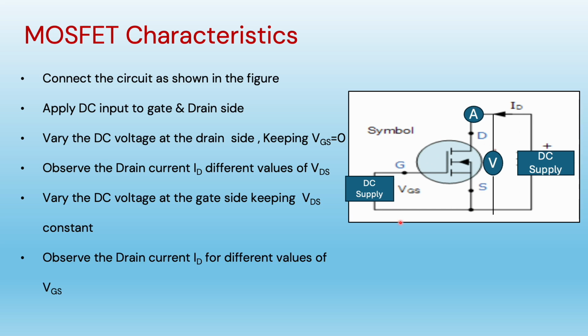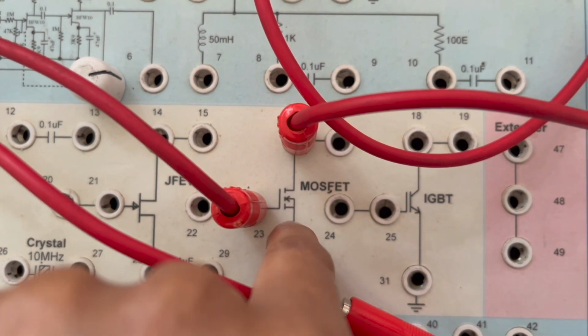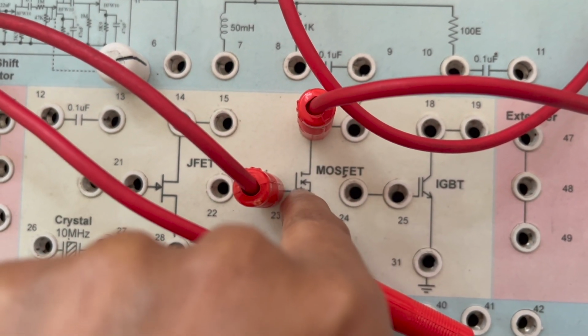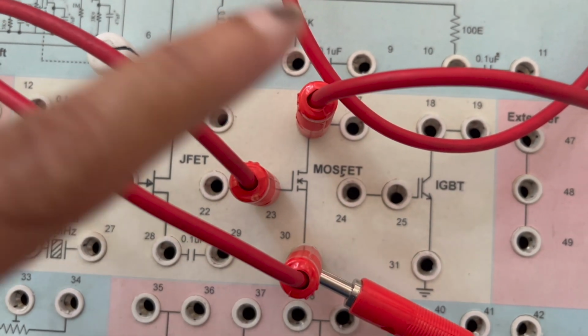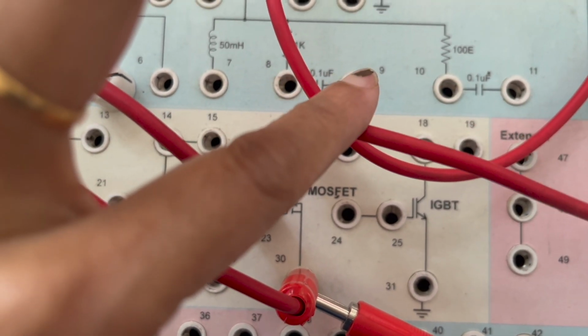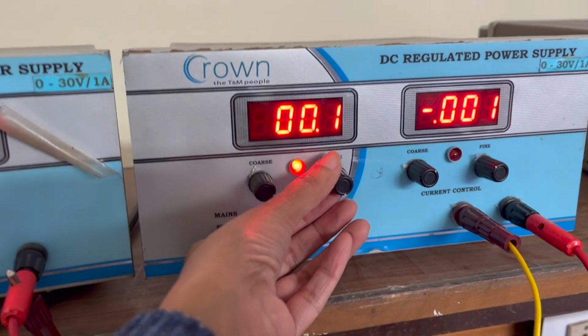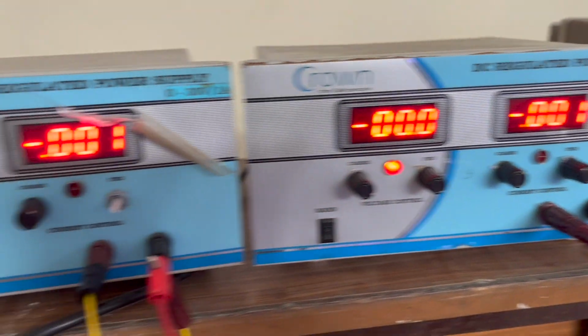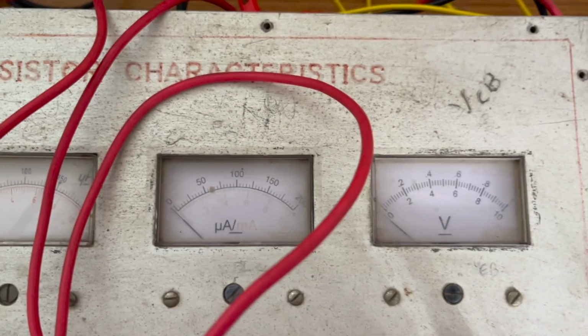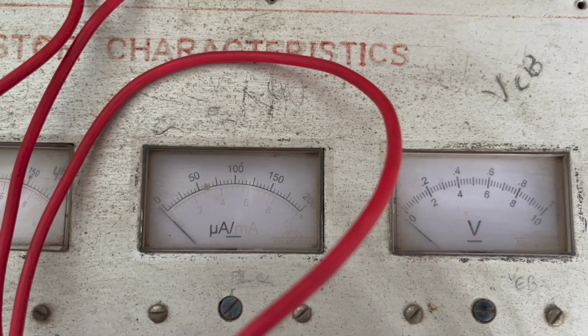Now, we will keep VDS constant and we will vary VGS and observe the drain current for different values of VGS. Now, we will do the MOSFET practical, which is enhancement type MOSFET, as you can see the symbol here. So, there is no channel which is connecting drain and source. Again, this is the gate voltage which is kept at 0 value, and this is the drain voltage which will increment, and we will see the drain current.